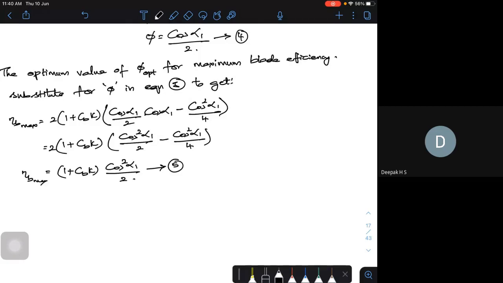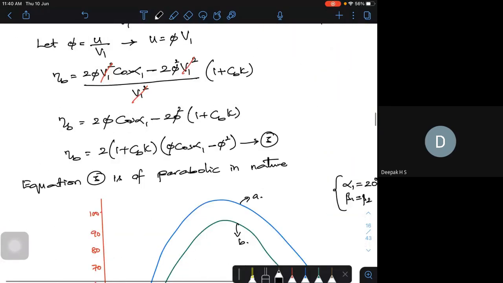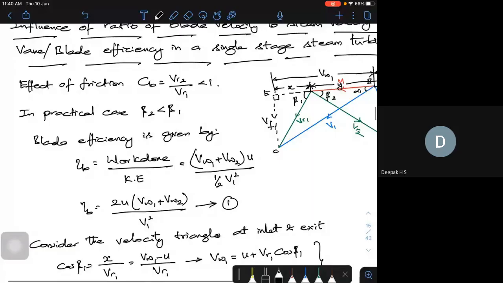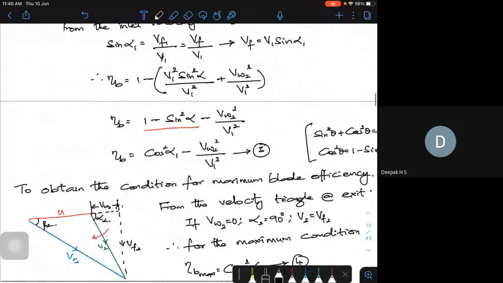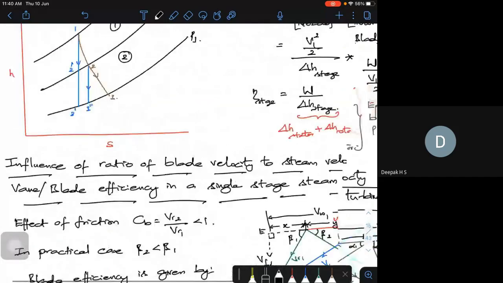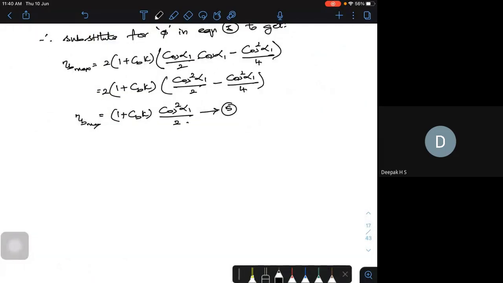See, if you go back and see, we got a similar kind of expression for the single stage. Yeah, there it is, the blade efficiency at maximum work done, and we get a similar expression. That was for a single stage. Now, to maximize the blade efficiency considering the speed ratio, this is the expression.